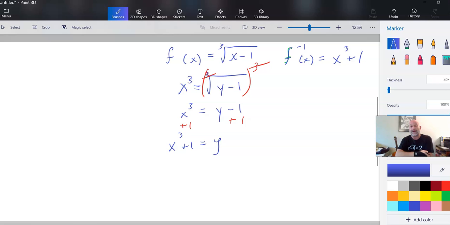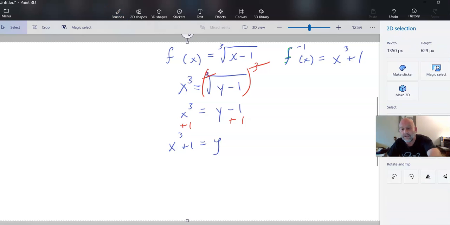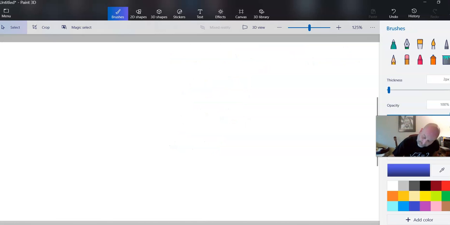Now, if you remember, x cubed plus 1 was the original function that we were after. So the inverse of the inverse is the original function, right? When you have two functions and one is the inverse of the other, the inverse actually travels both directions. You can use them either direction and they work. Okay, so let's go ahead and clear that and we'll look at our next example.